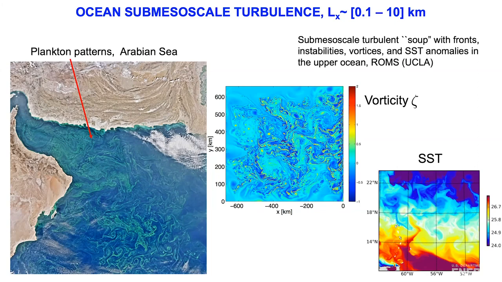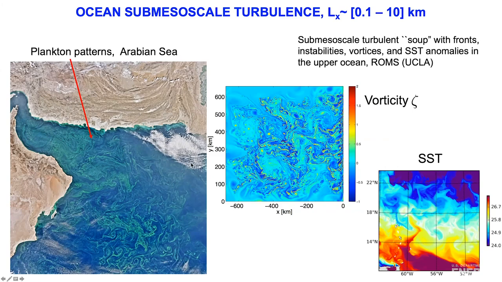If you hop below the classic mesoscale, you'll see something called submesoscale, a super popular topic in oceanography. It's really a turbulent soup. There are fronts, vortices, just a whole cadre of turbulent motions. Here's a simulation from ROMS, and SST might look like this. You get a little filament here. And here's a beautiful picture of plankton patterns in the Arabian Sea, where you can see all the submesoscale turbulence at the top of the water.